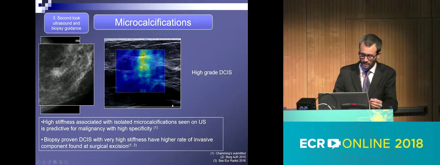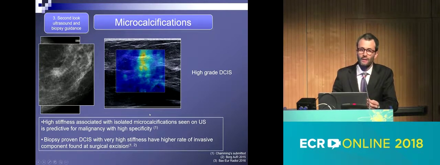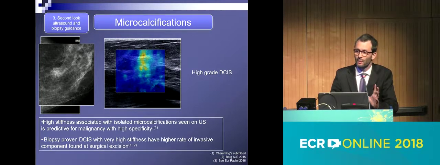We have shown also, in a work that is currently submitted, that when isolated calcification are associated with high stiffness value, this is very highly predictive for malignancy. Moreover, it has been shown in literature that biopsy-proven DCIS, when they were associated with very high stiffness, it was predictive for the presence of an invasive component at surgical excision. So shear wave elastography really can help you even for calcifications.